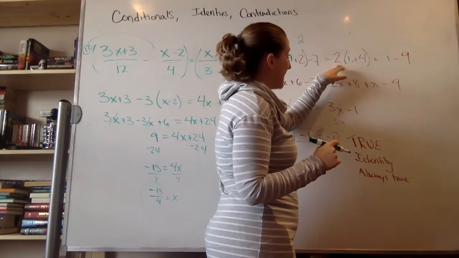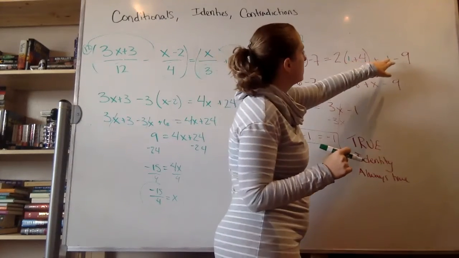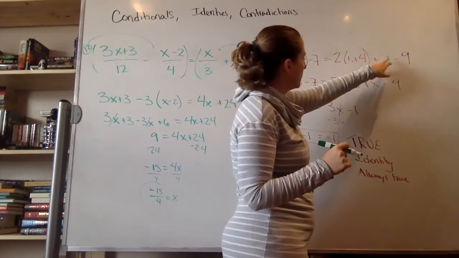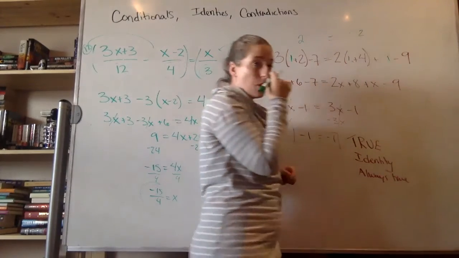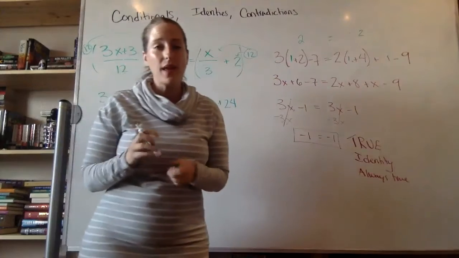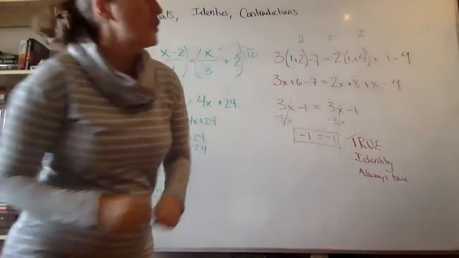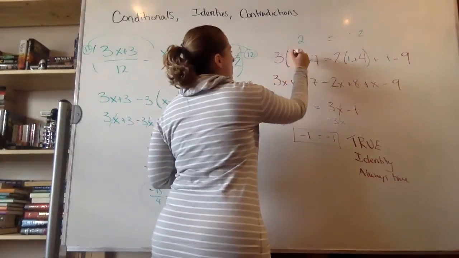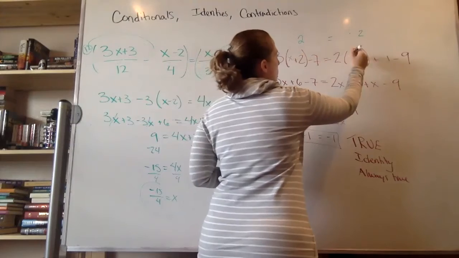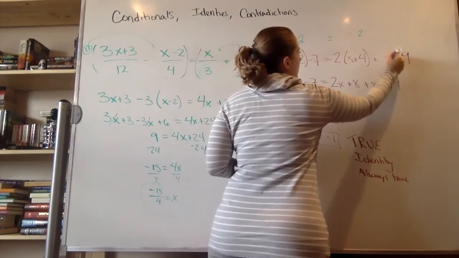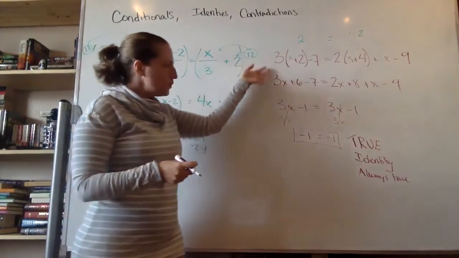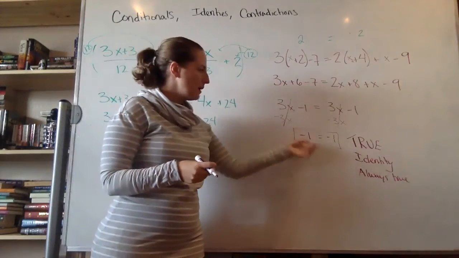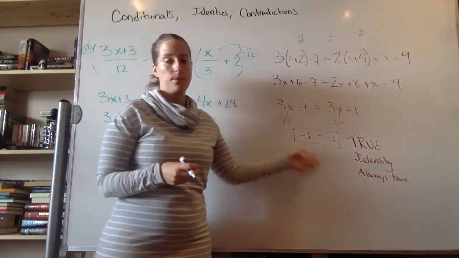5 times 2 is 10. 10 plus 1 is 11. 11 minus 9 is 2. We still get equality. Any value that I pick, any number, 3 halves, negative 3 halves, negative 1 million, positive 1 million and 2, if I plug that in for x, I'm always going to get equality, right? That's because when we solved this, our x's went away and we were left with something that's true, okay?